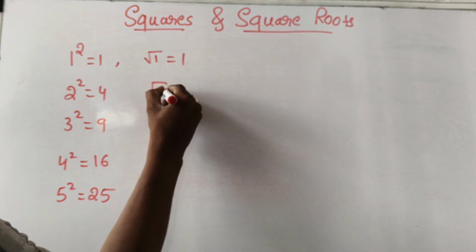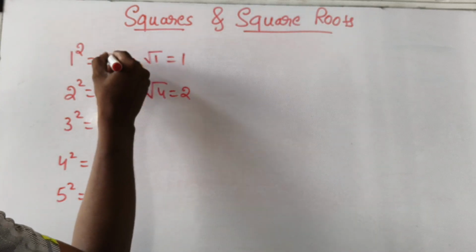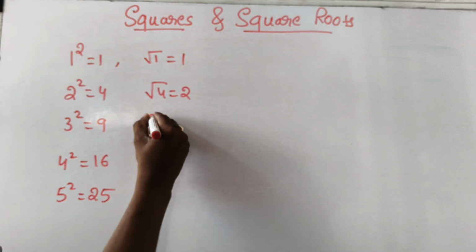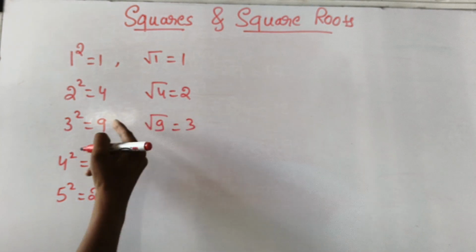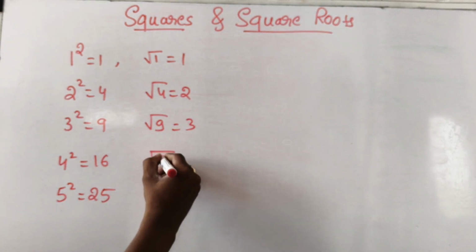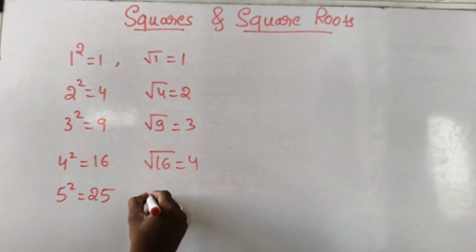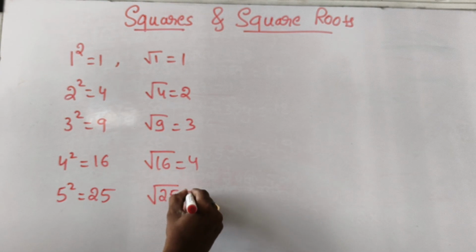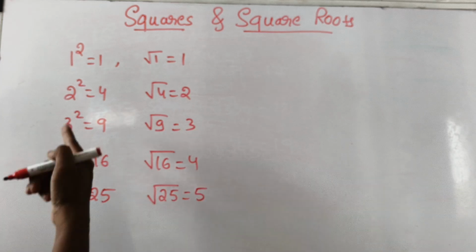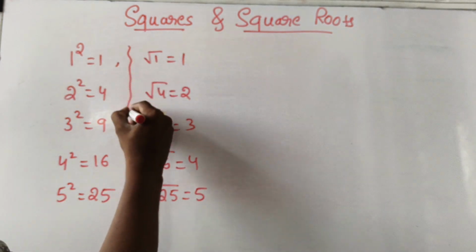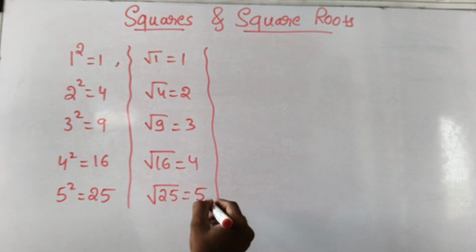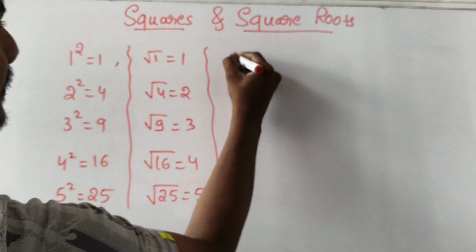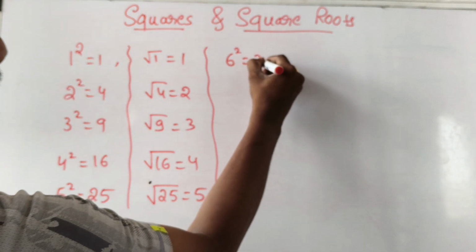Root 1 is 1, root 4 is 2, root 9 is 3, root 16 is 4, and root 25 is 5. See, these are the squares and square roots. This is how we are writing squares and square roots.